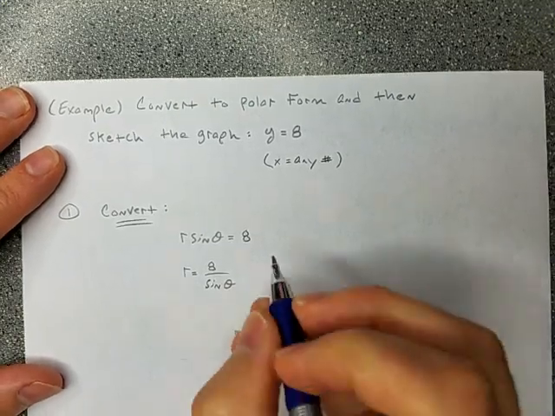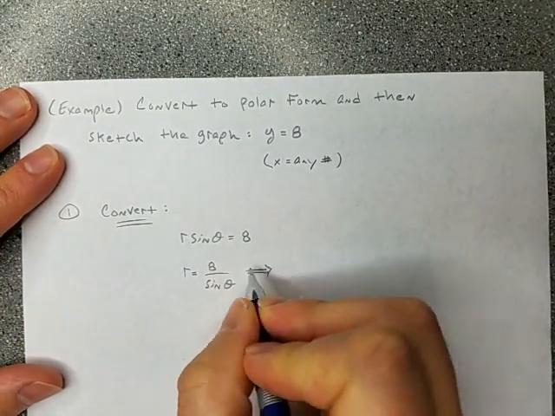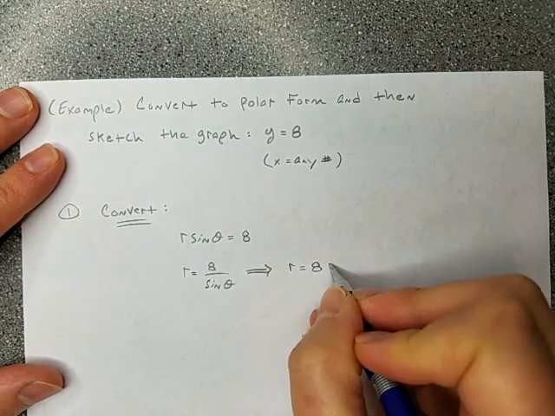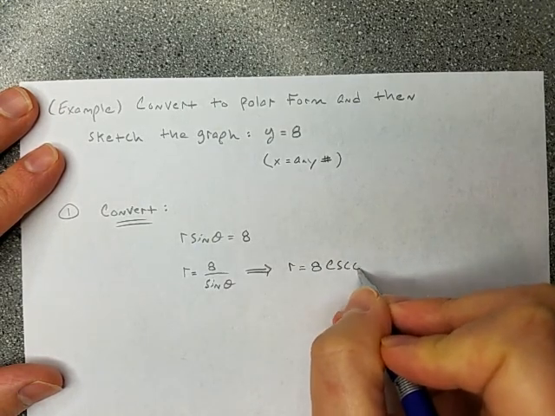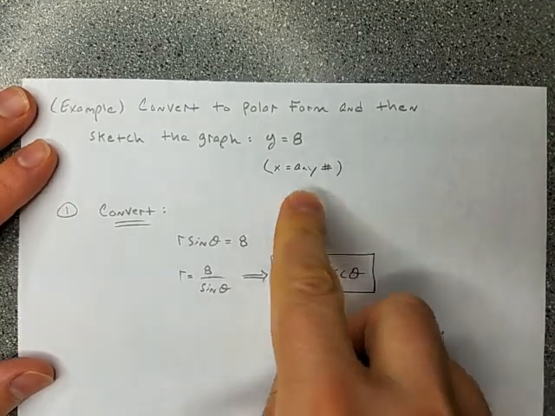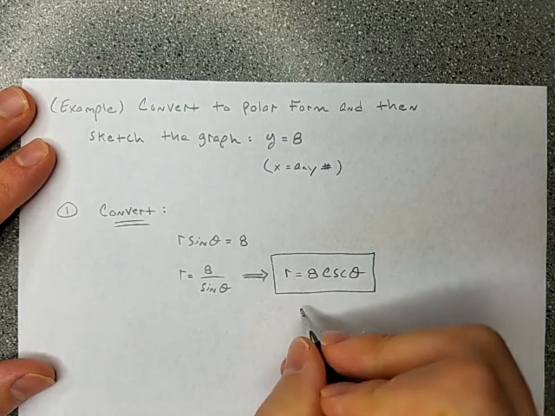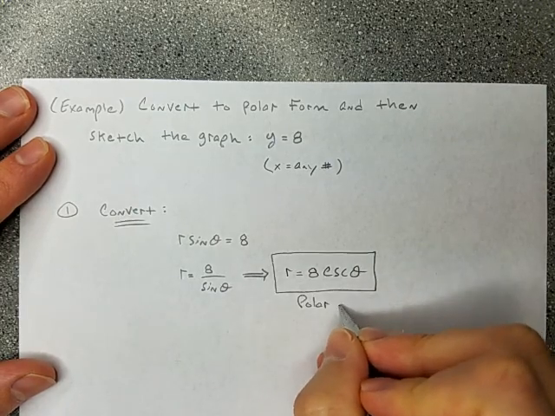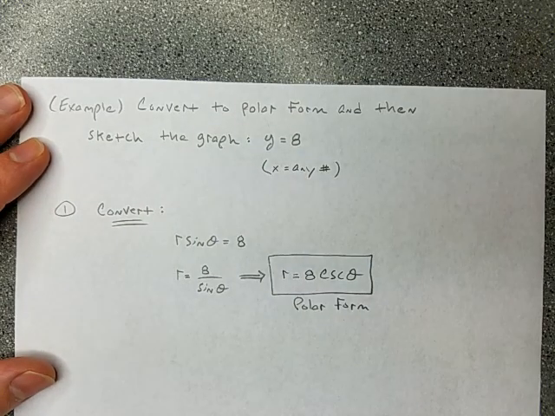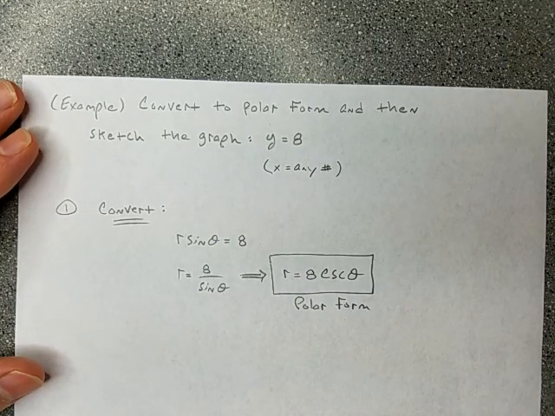Okay. So I'll go ahead and I'll give you this for my polar form. I'll say r is equal to 8 times cosecant theta. All right, there's my polar form. It's not as simple as the rectangular form, but nonetheless, there it is. It is exactly the same thing as y is equal to 8. But there's the conversion. That's the equation.